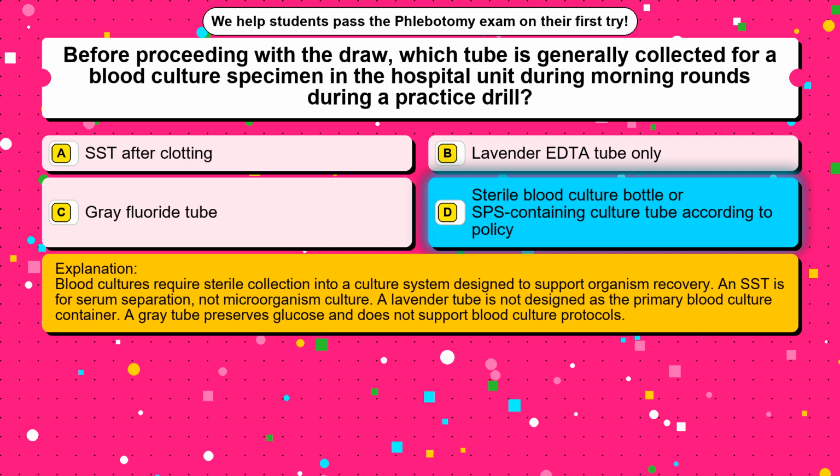Blood cultures require sterile collection into a culture system designed to support organism recovery. An SST is for serum separation, not microorganism culture. A lavender tube is not designed as the primary blood culture container. A gray tube preserves glucose and does not support blood culture protocols.